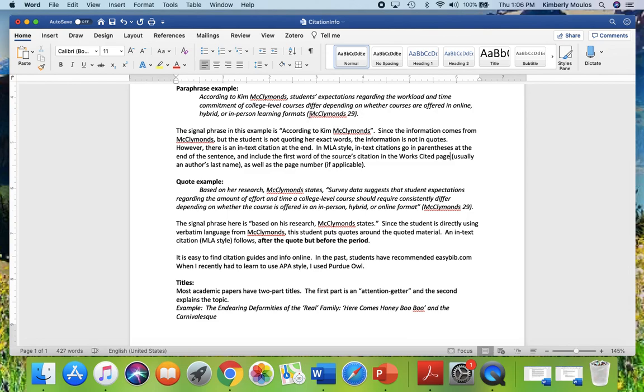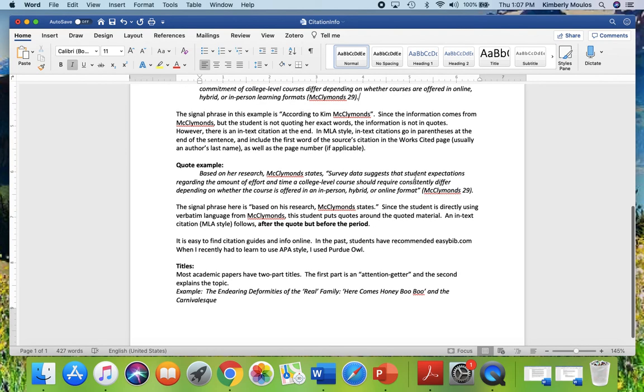So here you would have the parentheses, and in between them, you have the first word that would appear for this source in the works cited page, which is the author's last name. And then if it was a book or an article that had page numbers, exactly what page you got it from. And then the period goes after the parentheses.